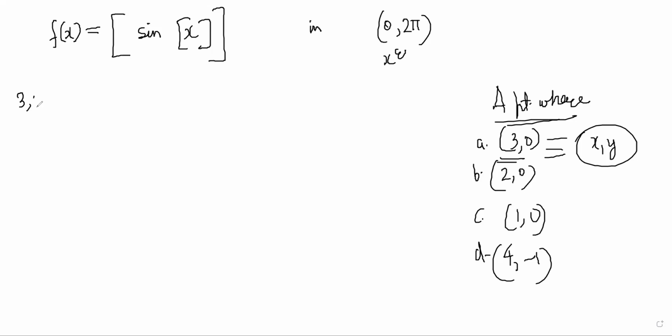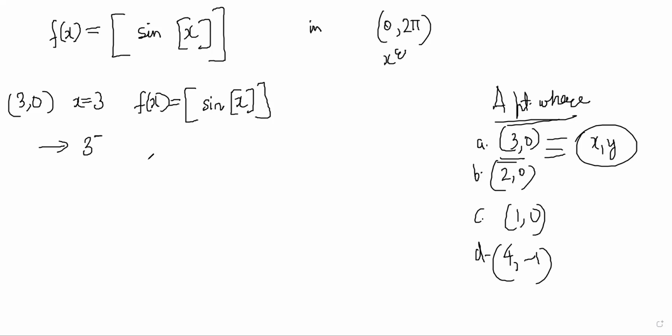So 3 comma 0: x is equal to 3. So f(x) will become GIF of sine of 3 GIF of x. Now let's go from the 3 minus side. Continuity means both sides' limits should tend to the function value. So first let's find the function value. f of 3 will be GIF of sine 3. Now for sure sine 3 is less than 1, because it's not pi by 2. If it was pi by 2 or some multiple of pi by 2, then only it can be 1. So it must be less than 1, so GIF is 0.